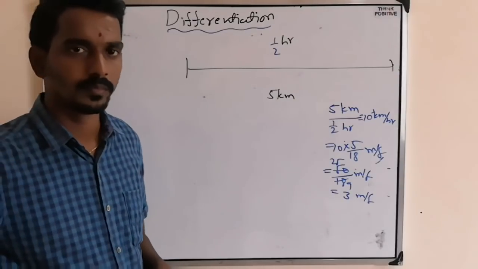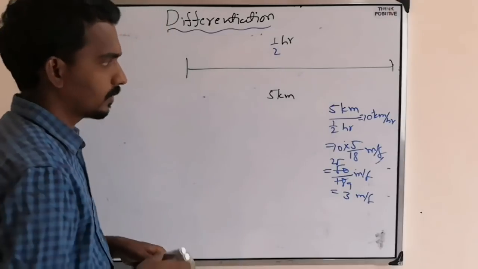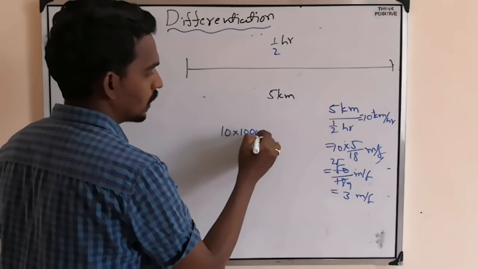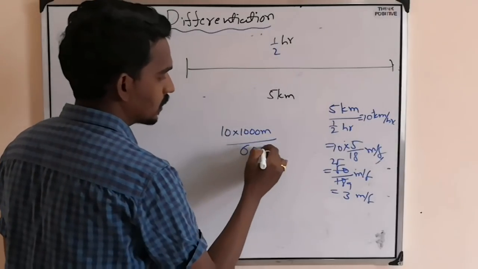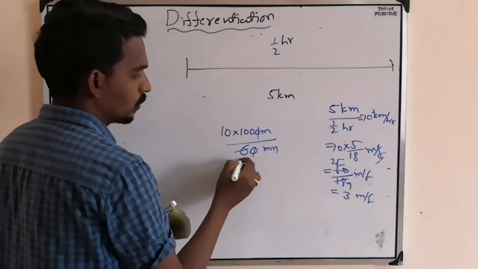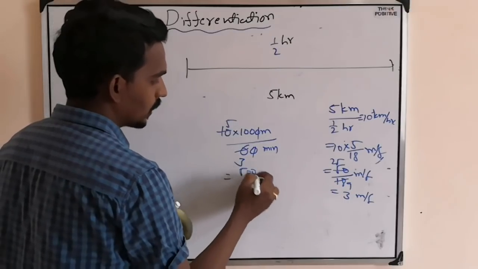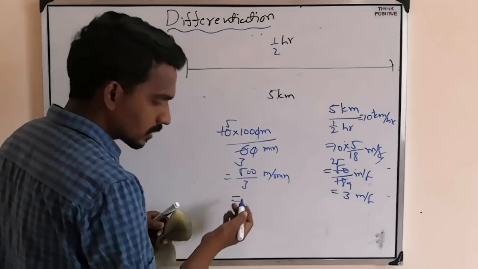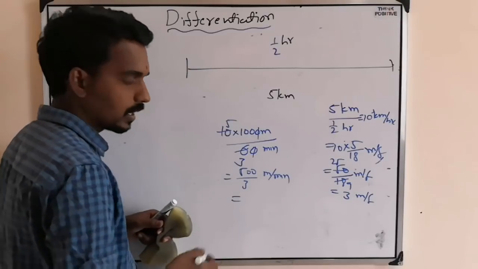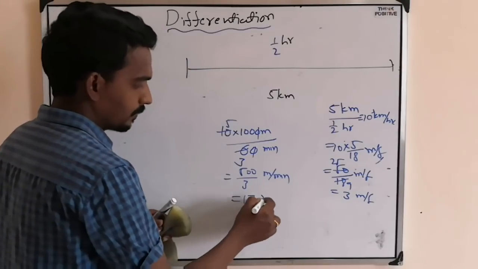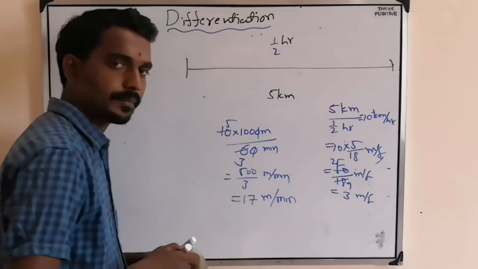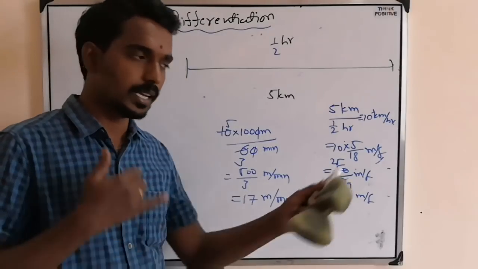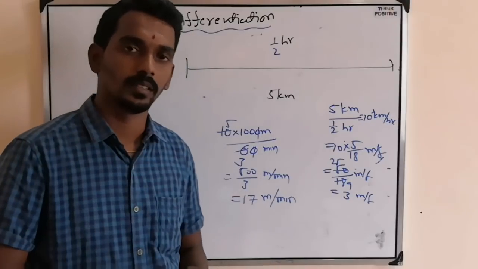Now you take it in minutes. Same thing. 10 kilometer means 10,000 meter, 1 hour means 60 minutes. So 500 by 3 meter per minute, or approximately 170 meter per minute. So this is average. Averagely you have covered this much in 1 minute.